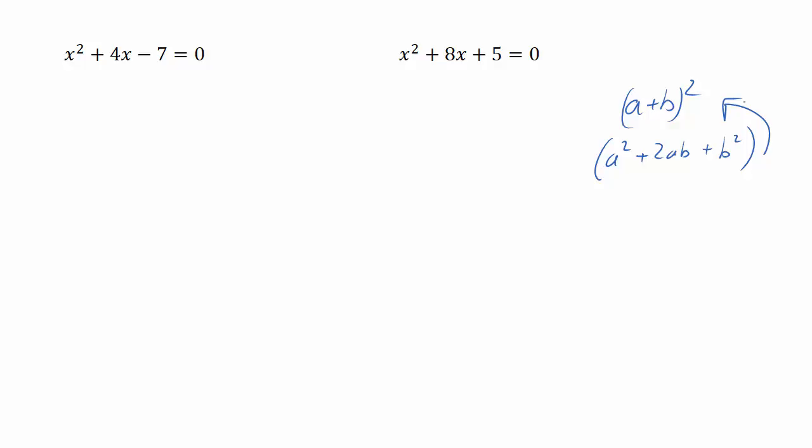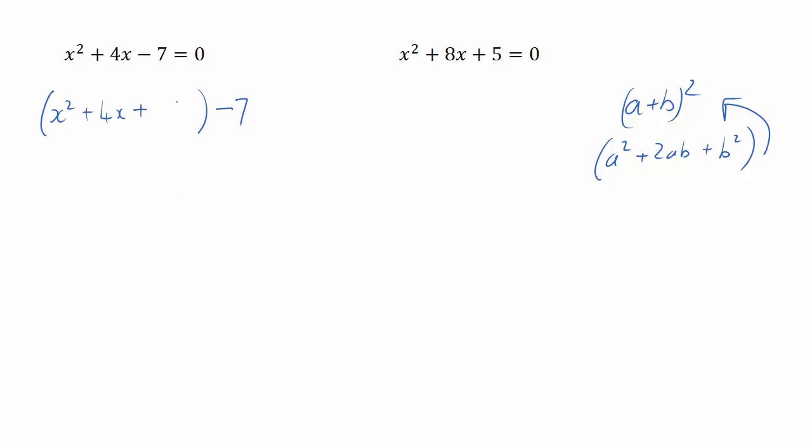Step number 1, rewrite the problem using brackets: x squared plus 4x plus something. So plus what would be our b here. And we're going to put our -7 outside. So that's step number 1.